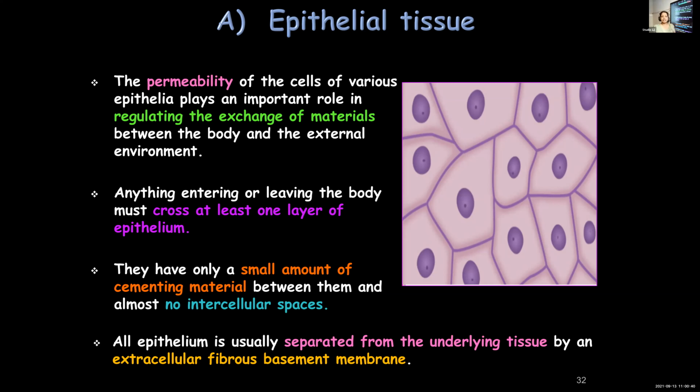And these cells are very closely packed, no intercellular space, very little cementing material. Cementing material means something which cements them together, holds them together. So with very little cementing material, they are kept together. And then I told you that there is an extracellular basement membrane, which is fibrous in nature, to separate epithelial tissue from the underlying tissues. Is this much clear?